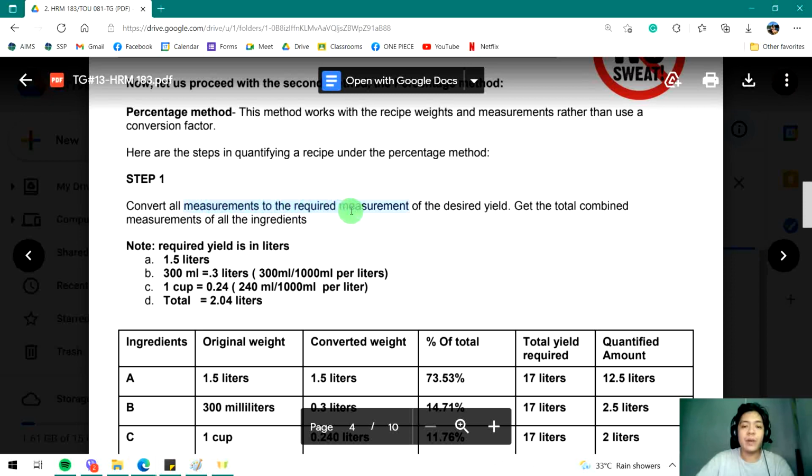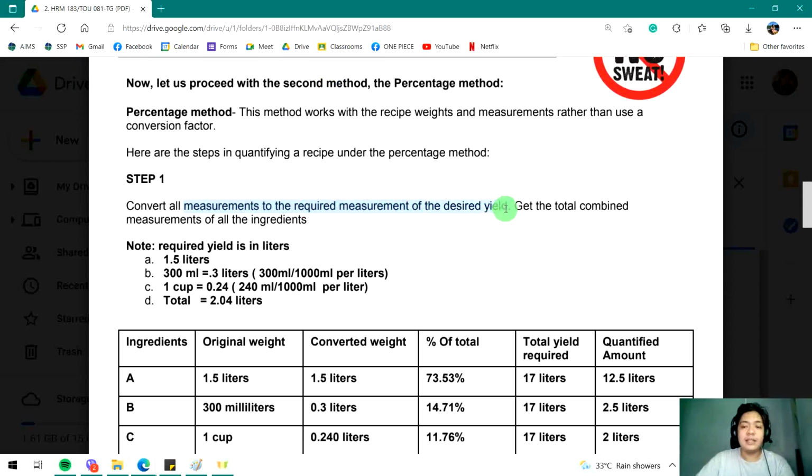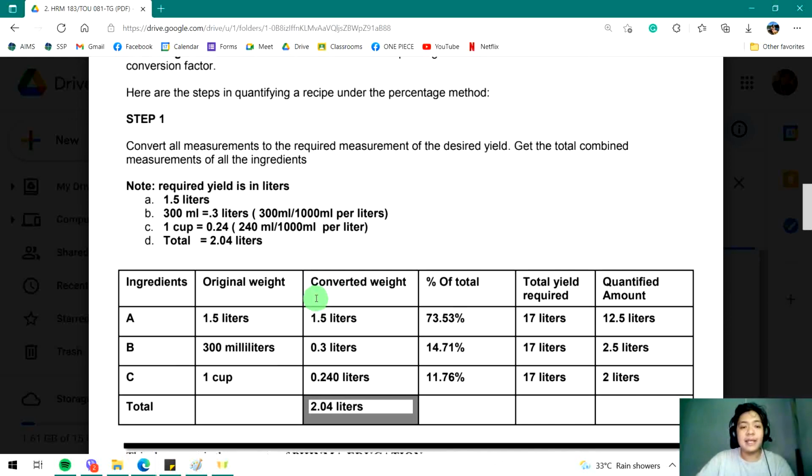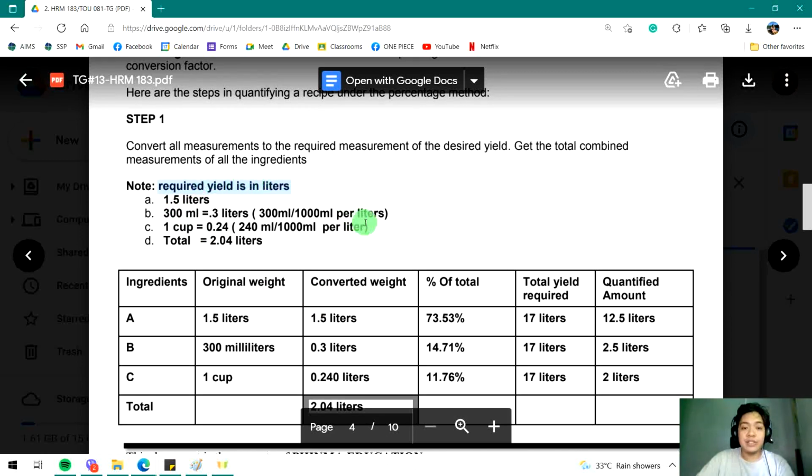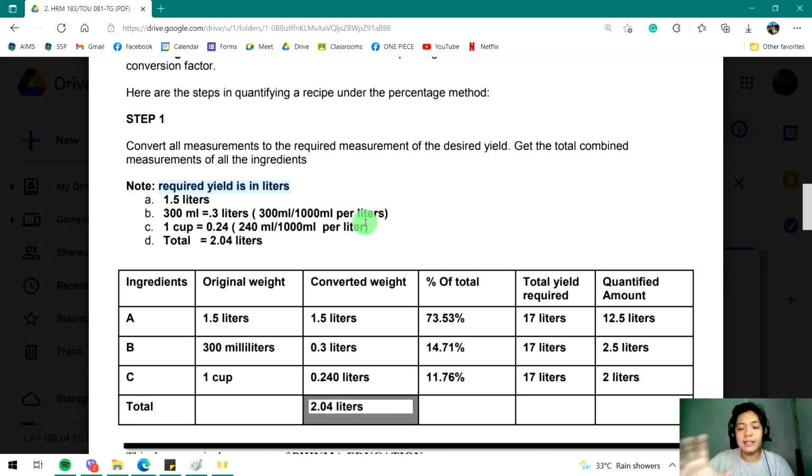So the first step that we have to do for the percentage method is to convert all measurements to the required measurement of the desired yield. Get the total combined measurements of all the ingredients. So, kung ano yung measurement ng desired yield natin, yun ang gagamitin natin kind of measurement at i-convert natin siya into that measurement. Lahat ng measurements ng ingredients natin, i-convert natin siya doon sa measurement ng desired yield natin. In this case, the required yield is in liters.